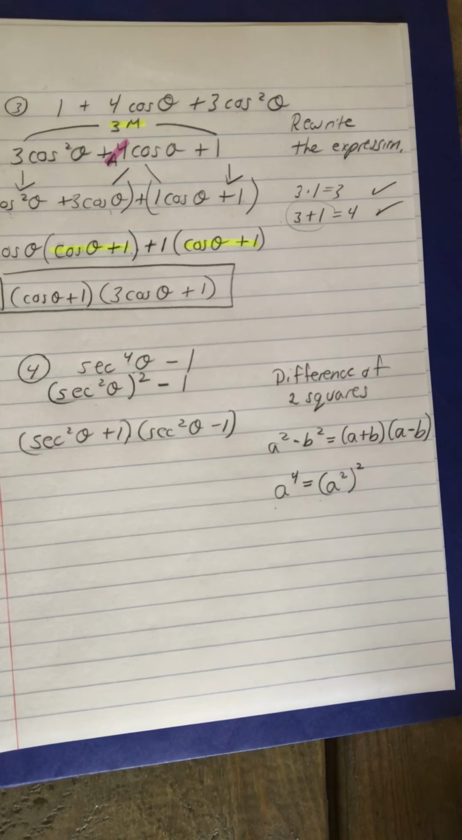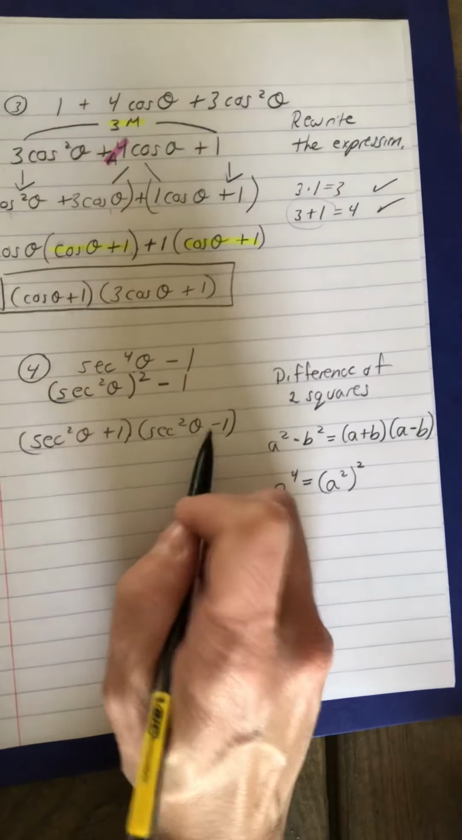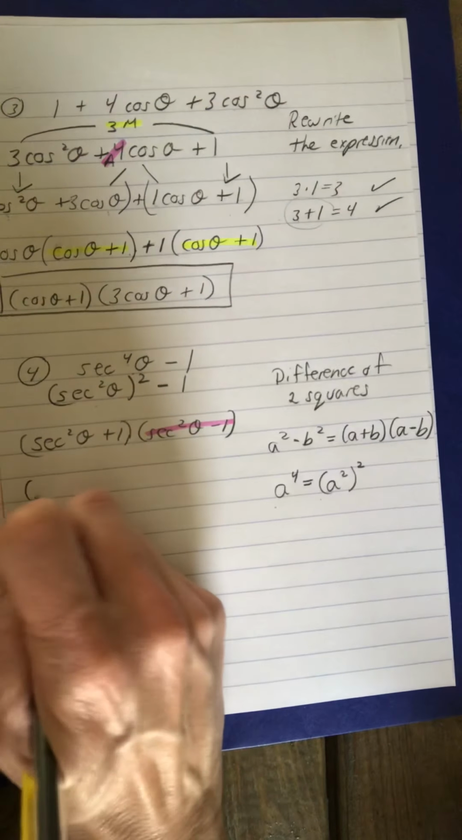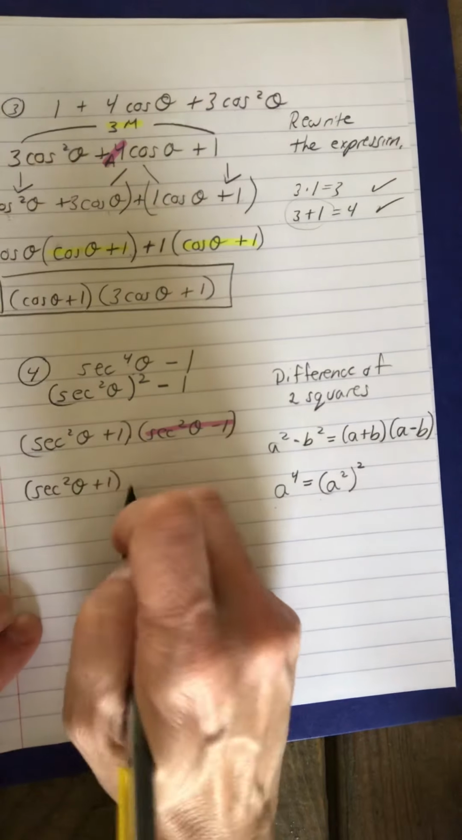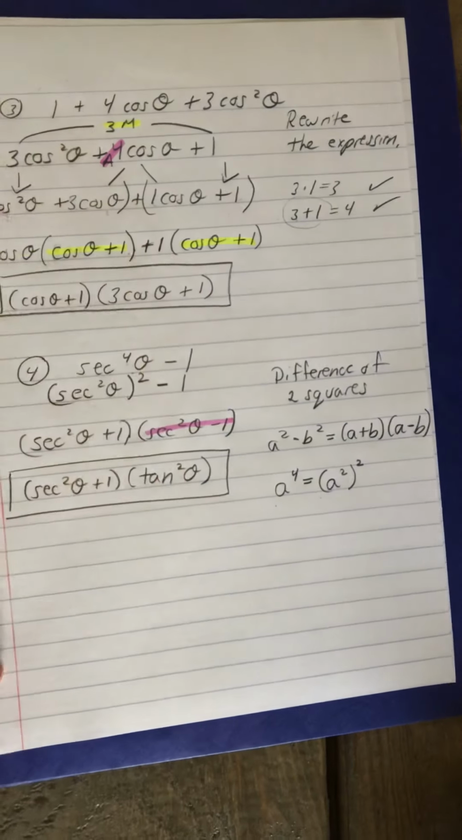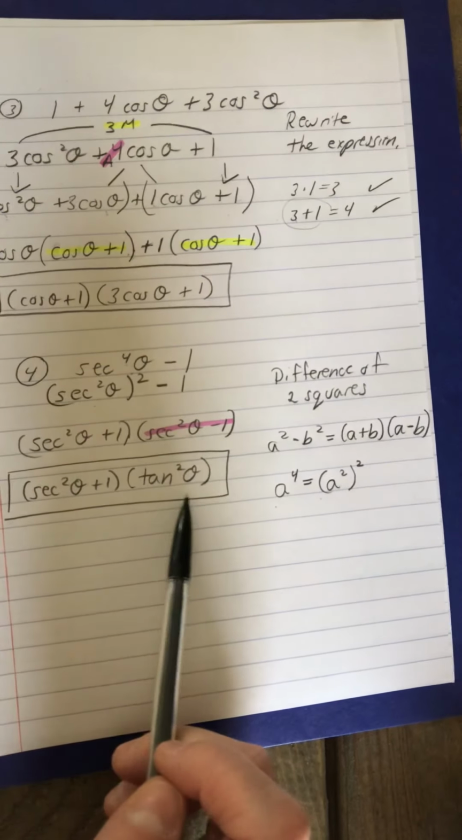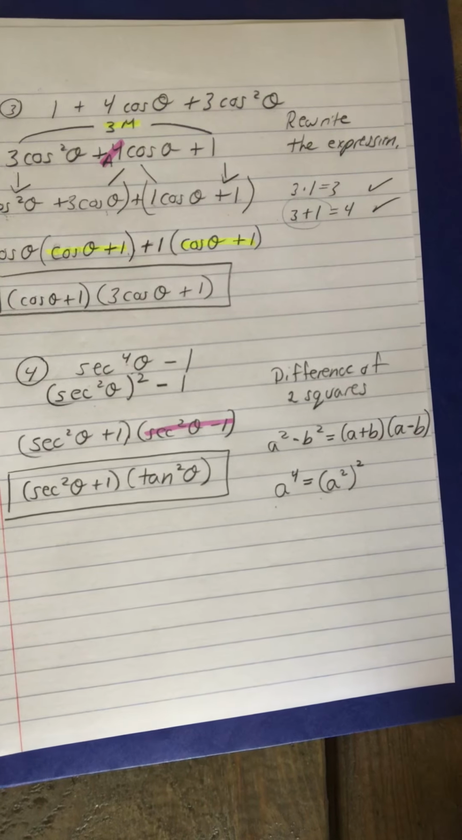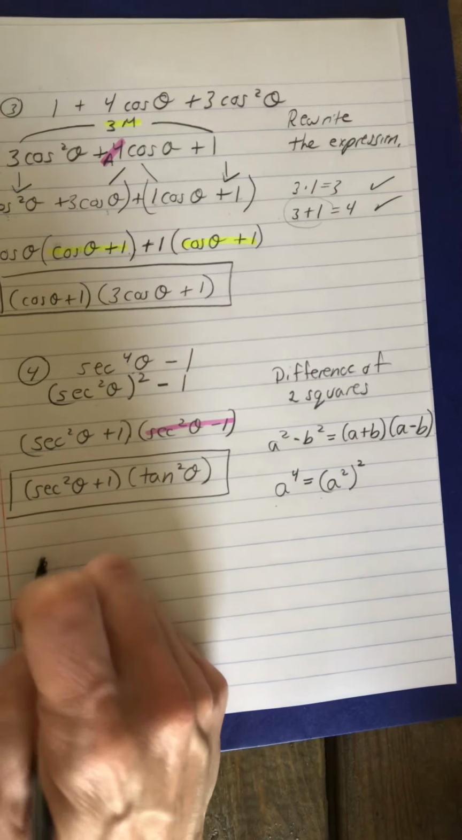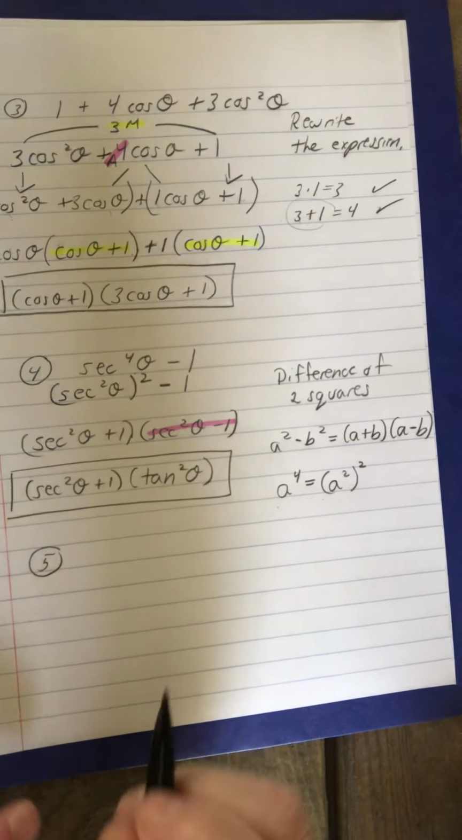If you have your cheat sheet, you should identify one of your Pythagorean identities right now. And if you took a look, you would notice that this secant squared theta minus 1 is a Pythagorean identity. That is the same, if you look at your cheat sheet, as tangent squared theta. So it's secant squared theta plus 1 times tangent squared theta. And this would be your final solution. Now, the reason we took this one a step further is because I was able to identify a Pythagorean identity. In the other factored problems, there was no Pythagorean identity there. All right? So now that same concept can be applied if I gave you something like this.